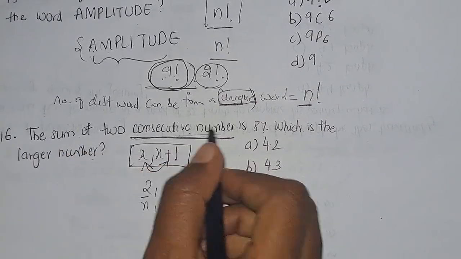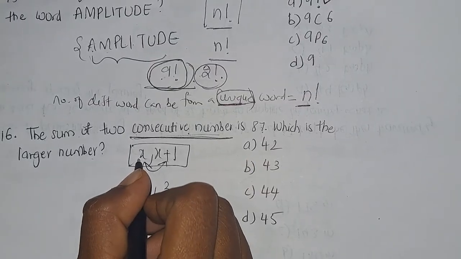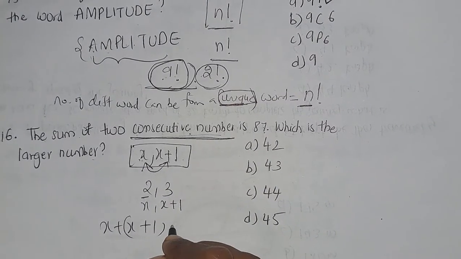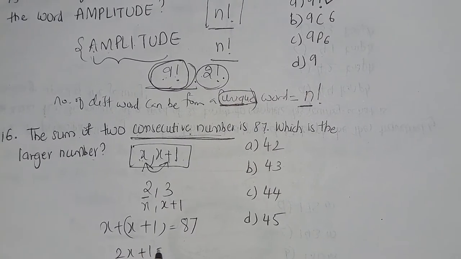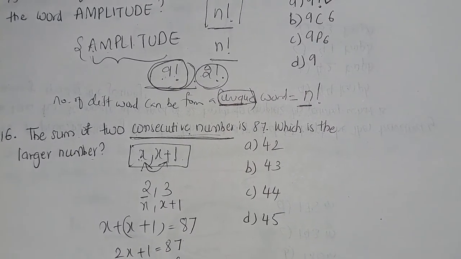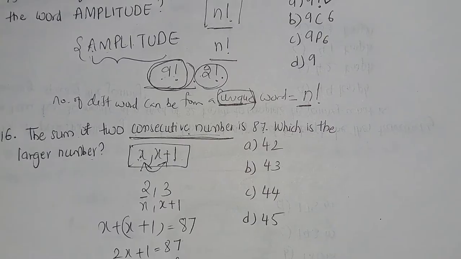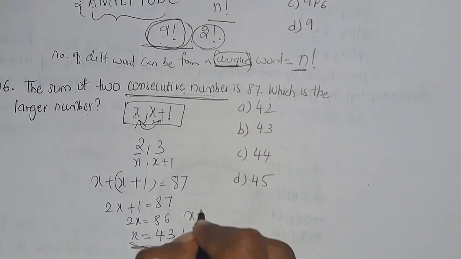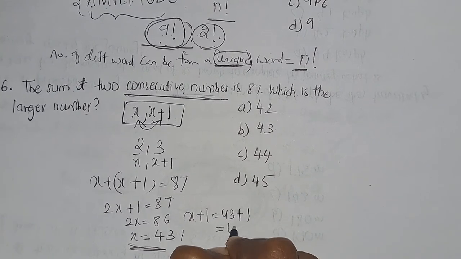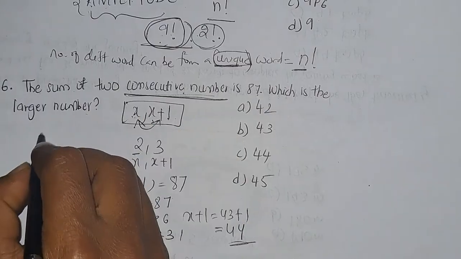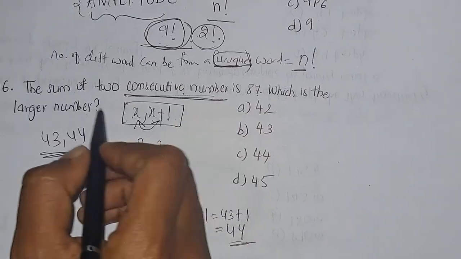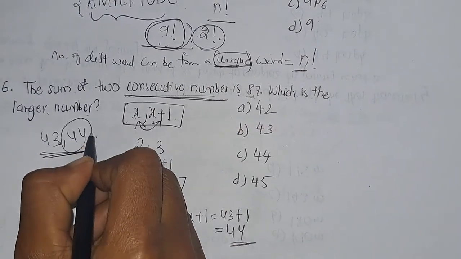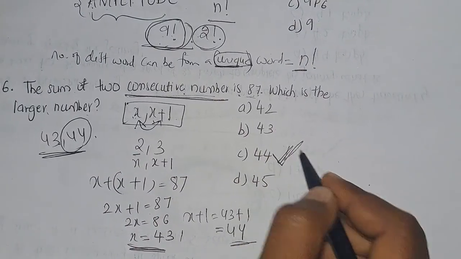The sum of the two consecutive numbers is 87. That means x plus x plus 1 is 87. So 2x plus 1 is 87, and 2x is 86. Now x is 43. So what will be x plus 1? It will be 43 plus 1, that is 44. So your two consecutive numbers are 43 and 44, whose sum is 87. Which is the larger number? The larger number is 44. So your answer is option C, that is 44.